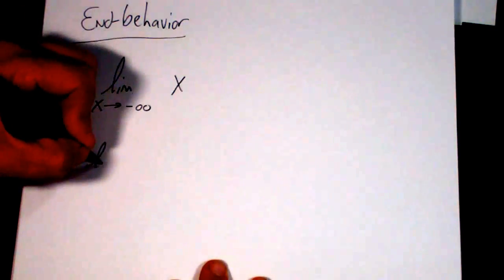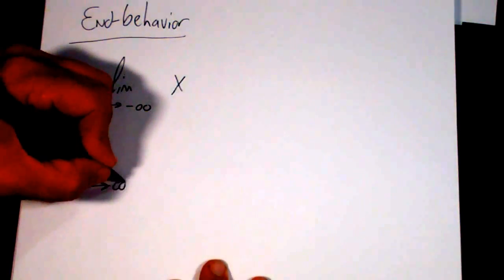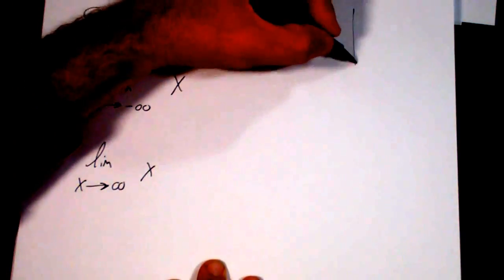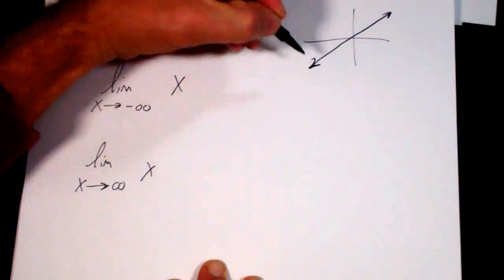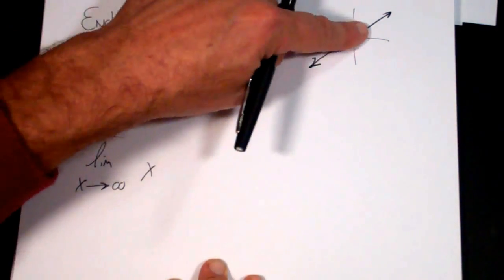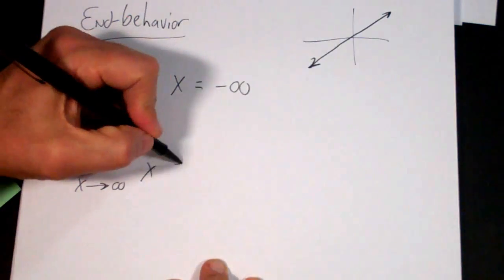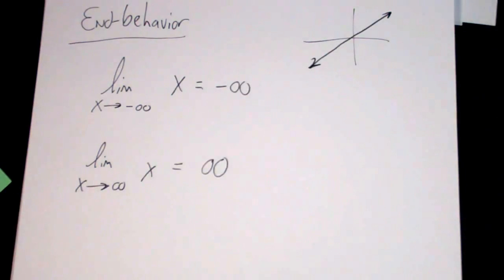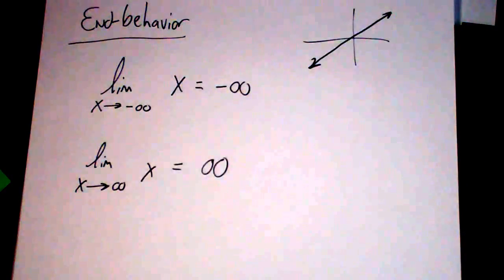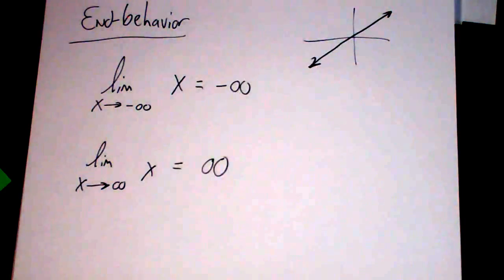The 8th has to do with end behavior. And end behavior, we're always going to write the same way: the limit as x goes to minus infinity of x, and the limit as x goes to positive infinity of x. And here's your graph. You notice as x goes to minus infinity, y also goes to minus infinity. And as x goes to positive infinity, y goes to positive infinity. And that's the end behavior of y equals x, which is really just a line centered at the origin with slope 1.